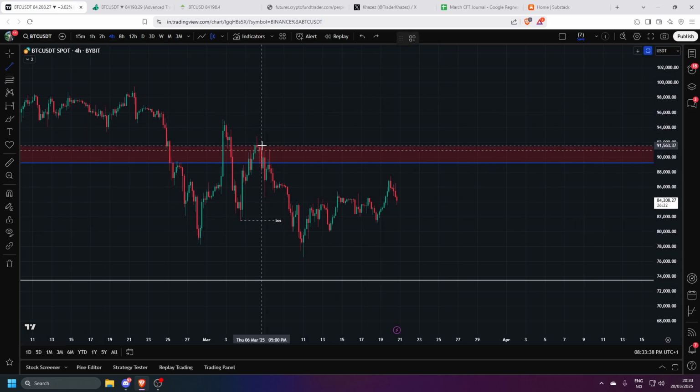But one thing I also found interesting here was this little supply zone right here. This was our weekend price action 2 weeks ago, from the 7th of March to the 10th of March. Price traded here and then broke down, right? That means people who shorted here, where's their liquidity laying? Above here.